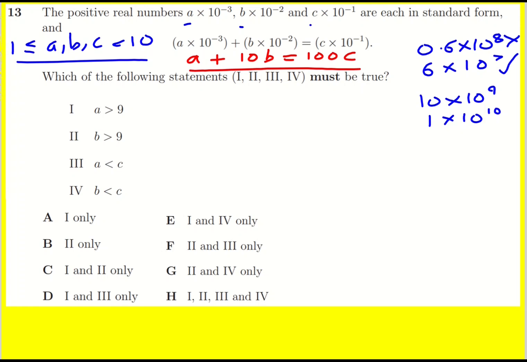So I've got these two conditions, and now I'm going to look at the statements and whether they're true or not. The first thing I'm going to try and do is find counterexamples to each one. That just seems like a good way to go. Does A have to be greater than 9?